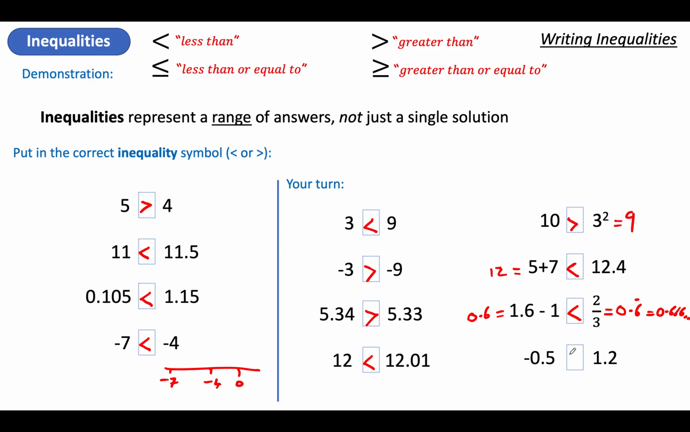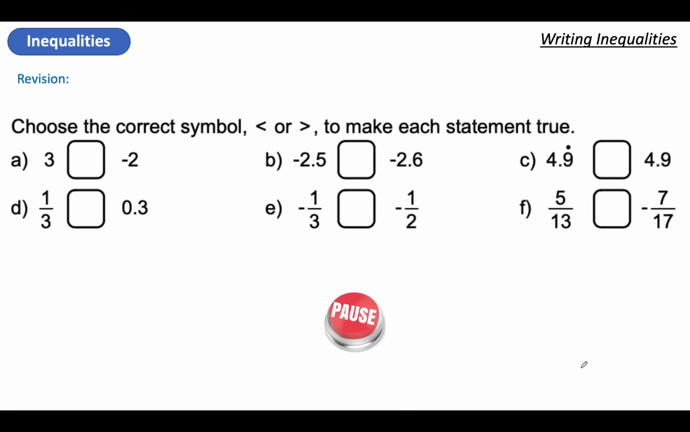And this one doesn't really matter what the decimal is. We've got a negative and a positive. A negative number is always going to be less than a positive number. Okay, onwards. So we have some more for you to do. Put either the less than or greater than symbols in. Unpause when you're done.